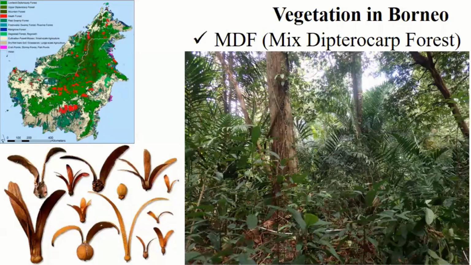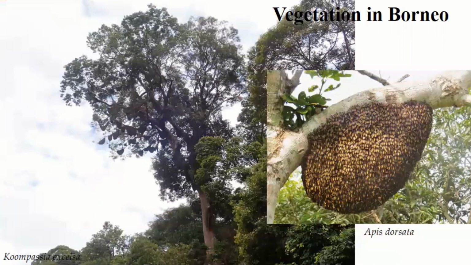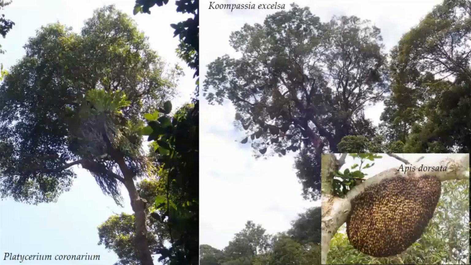This is a view from inside, and some emerging trees that you can see, the Koompassia excelsa, which is not a dipterocarp but a legume tree, with lots of beehives of Apis dorsata. This is a species which is protected in Malaysia and in Borneo. You cannot cut it down. Sometimes you see a palm plantation with this standing Koompassia in the middle of the plantation. Among the emerging trees we have the Apis dorsata hives and sometimes the Platycerium coronarium, quite a common species in Borneo. Massive epiphytic species.